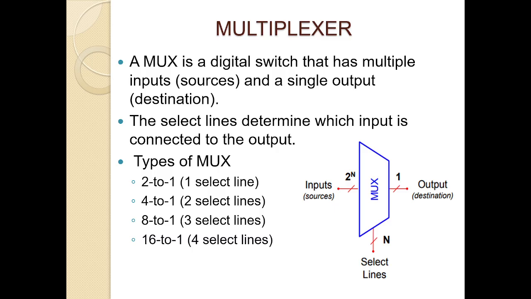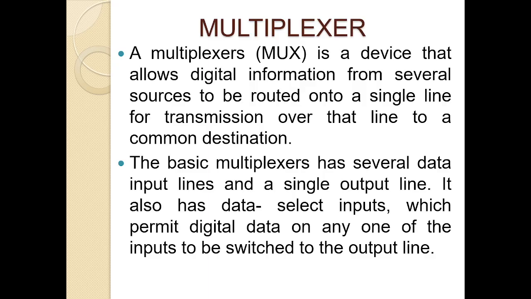Based on the 2 power n, the types of multiplexers are 2:1, 4:1, 8:1, 16:1 and so on. In 2:1 we have one selection line because it's 2 power 1. In 4:1 it's 2 power 2, so 2 selection lines. In 8:1, 3 selection lines. In 16:1, 4 selection lines.